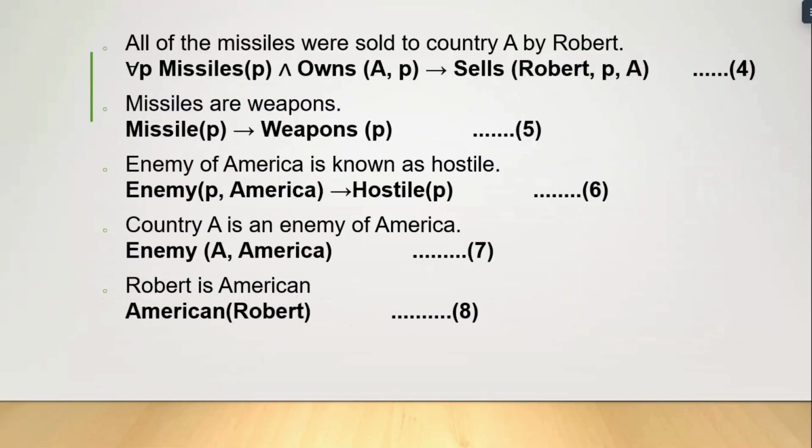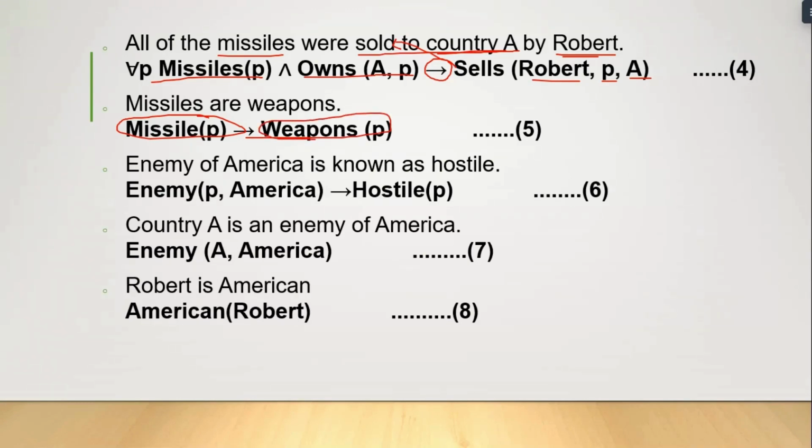Next, all of the missiles were sold to the country A by Robert. The keywords here are missiles, and sold to country A by Robert. So missiles of P and owns of A, P implies sells of Robert, P, A. The missiles are weapons. So this sentence is converted into missile of P implies weapon of P.